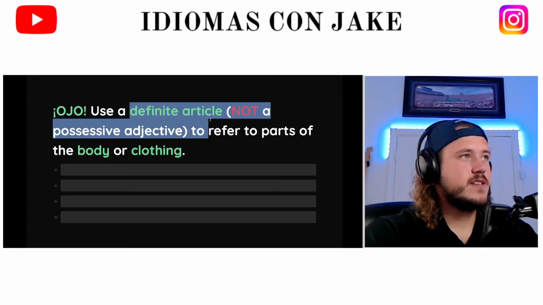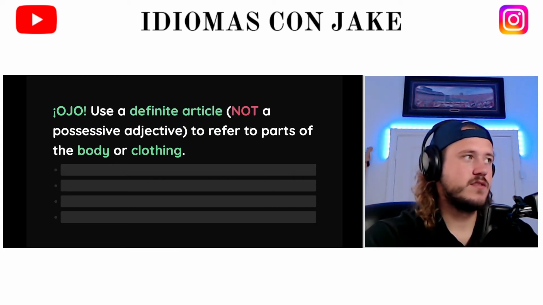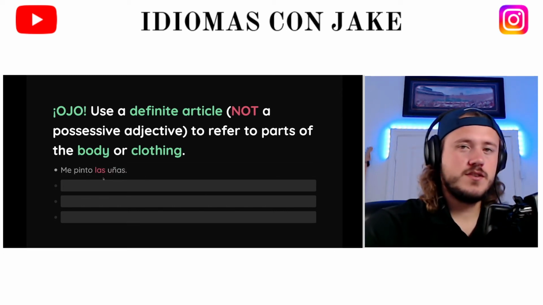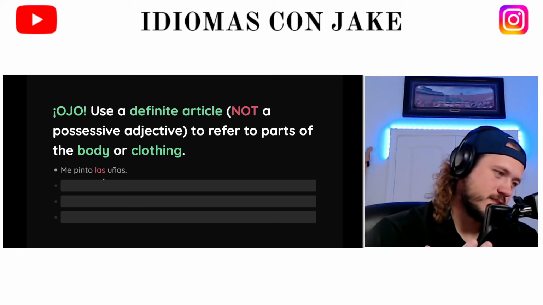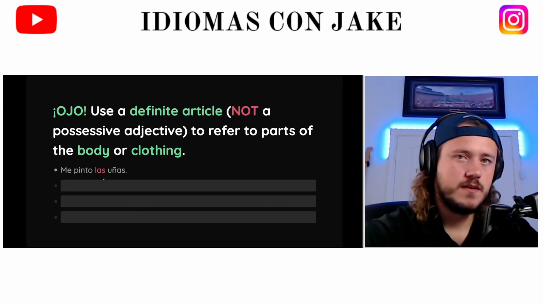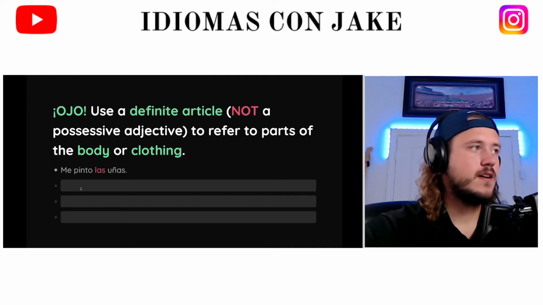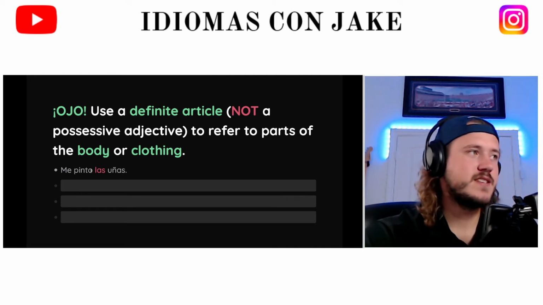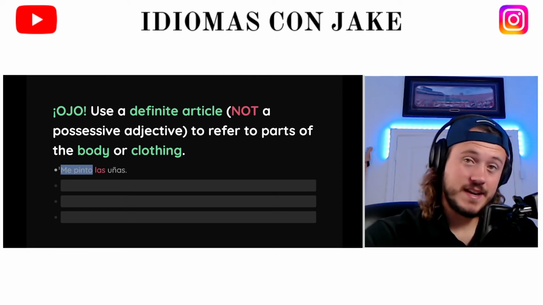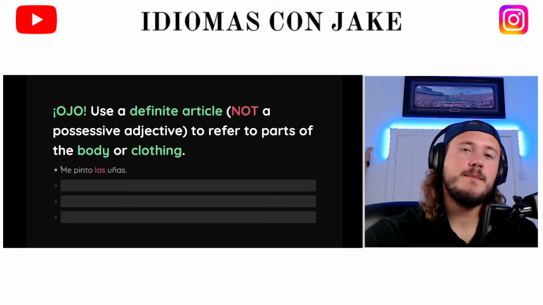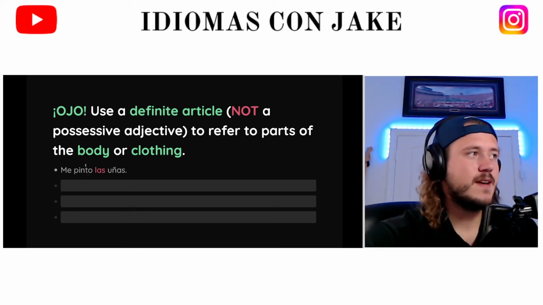We're always going to use a definite article, not a possessive adjective, to refer to parts of the body or clothing. I'll tell you what this means in just a second. In English, I say, I paint my nails, right? In Spanish, since I'm already saying I paint myself, because I'm the one receiving the painting, I'm not going to say my again. I'm just going to say the equivalent of I paint myself the nails, right? So me pinto is I paint myself the nails. I will not say me pinto mis uñas.